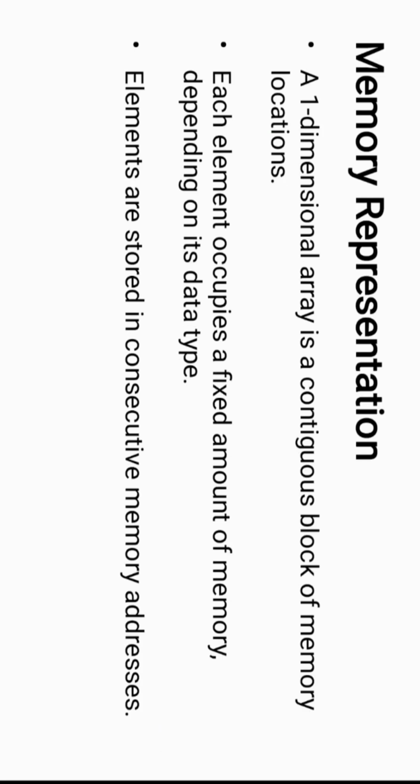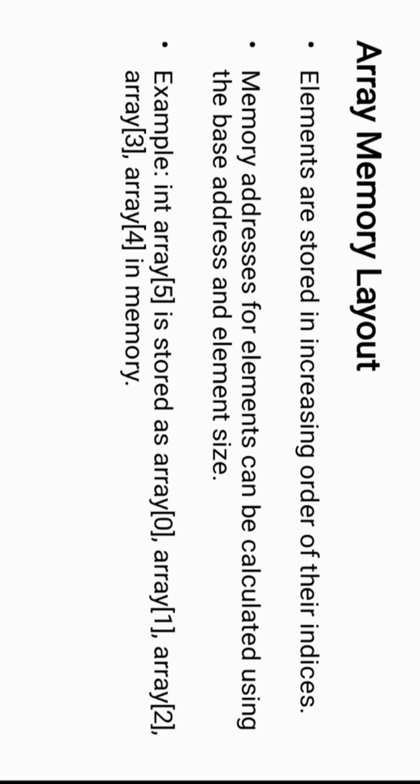Memory representation. A one-dimensional array is a contiguous block of memory locations. Each element occupies a fixed amount of memory, depending on its data type. Elements are stored at consecutive memory addresses. Array memory layout: elements are stored in increasing order of their indices. Memory addresses for elements can be calculated using the base address and element size.